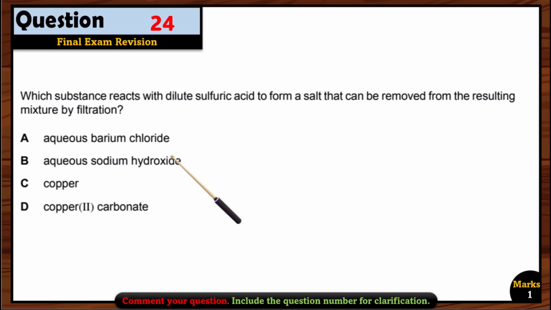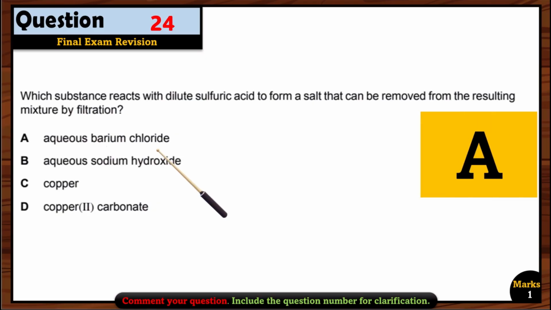Now we have to see: when barium chloride reacts with sulfuric acid, are we going to get an insoluble salt, yes or no? So let's see, when barium chloride reacts with sulfuric acid, we are going to get barium sulfate and HCl. So barium sulfate is an insoluble salt. So A is the right answer because aqueous barium chloride will give you an insoluble salt. So option A is correct.